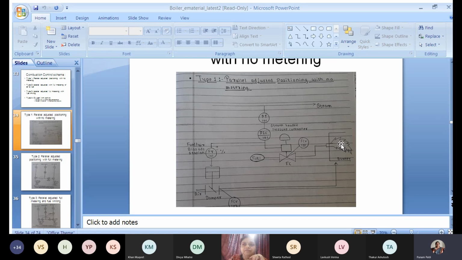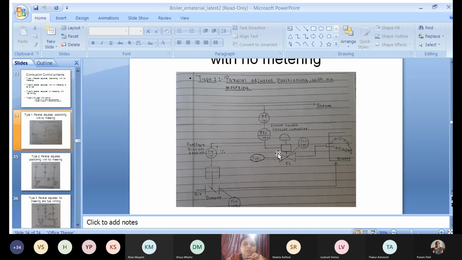Now to carry out the flame, what are the utilities we require? Fuel and air. So this is the fuel line, which supplies the fuel to the combustion chamber. This is the air line, which is used to carry the air towards the furnace or combustion chamber. So this fuel and air line are connected with the combustion chamber.